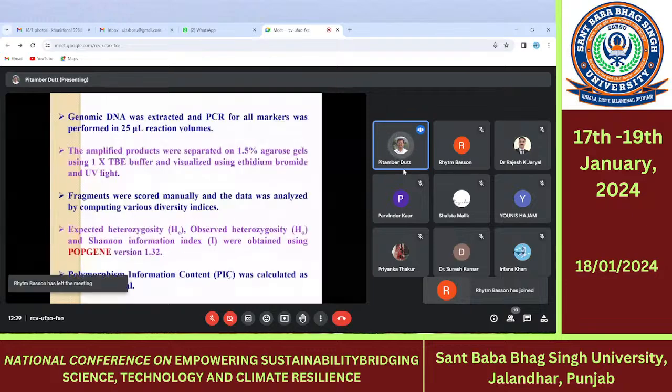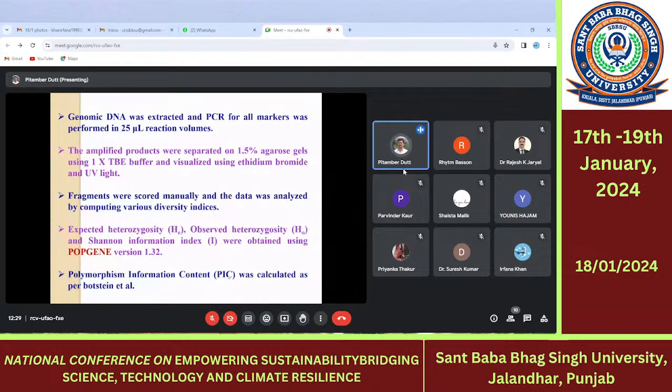In the methodology of this present study, the genomic DNA was extracted and PCR for all the markers was performed in 26 microliter reaction volume. The amplified product was separated on 1.5% agarose gel using 1x TBE buffer and visualized using ethidium bromide and UV light. The fragments were scored manually and the data were analyzed by computing various diversity indices. The expected heterozygosity, observed heterozygosity and Shannon information index were obtained using POPGENE version 1.32. Next, the PIC was calculated as per the Botstein et al. method.